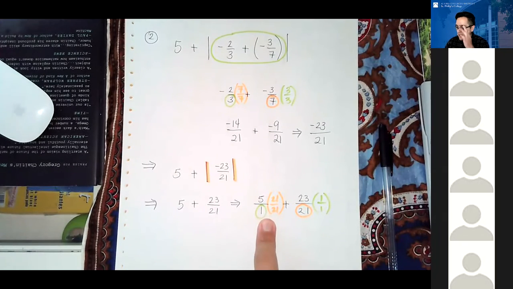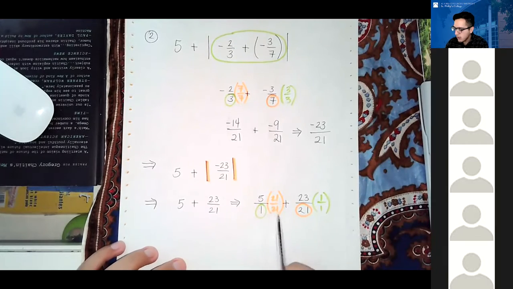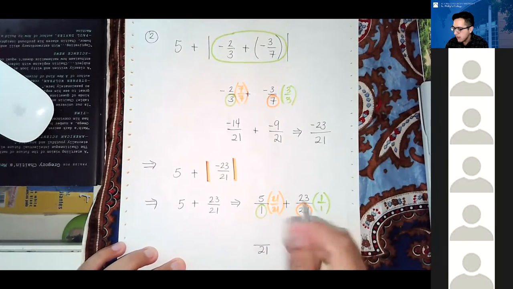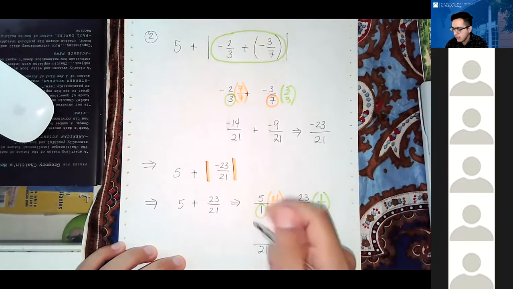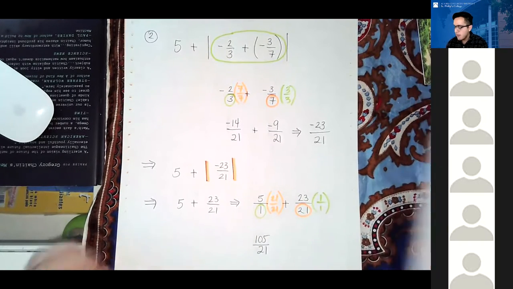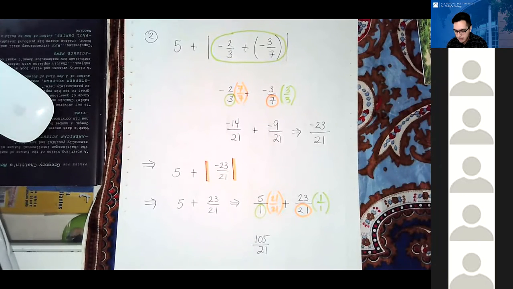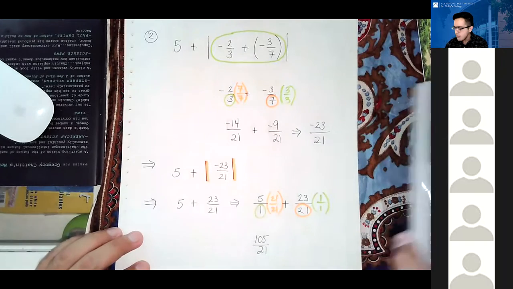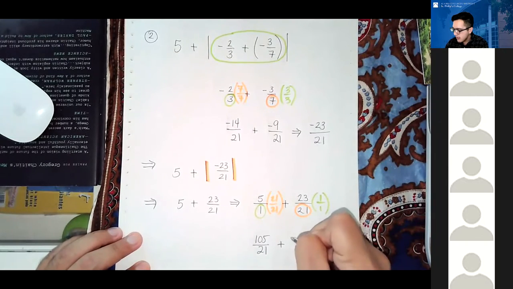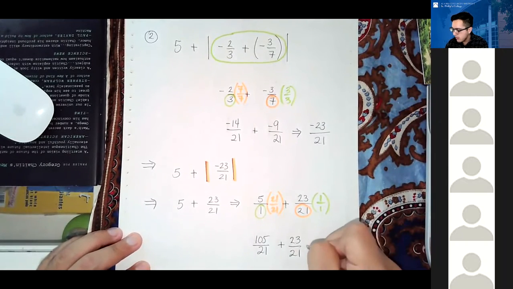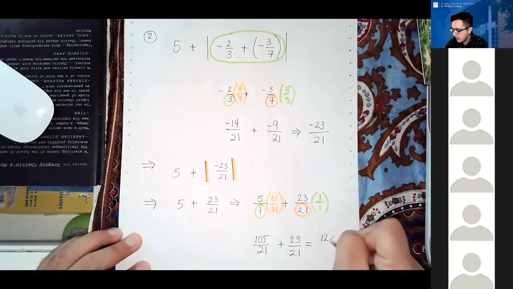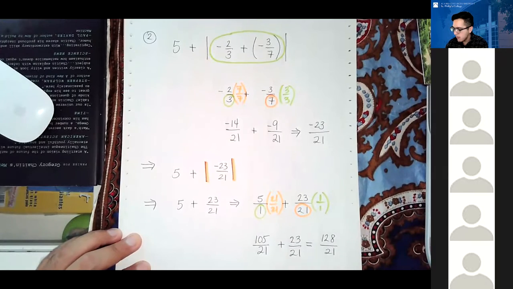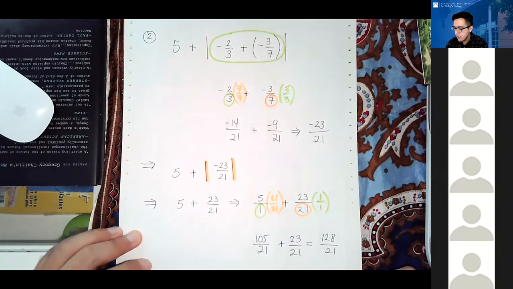The magic that's happening is over here, where now 1 times 21 is going to give us this denominator of 21. And then we need to do 5 times 21. Well, 5 times 20 is 100, so we have an extra 5, right? That should be 105. And I'm just going to double check in the calculator because it never hurts to double check. Yep, 105. Plus 23 over 21, which is equal to, oh my God, 128 over 21. You guys okay with that?